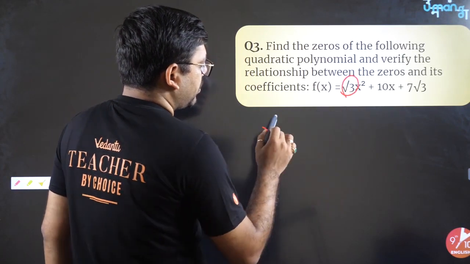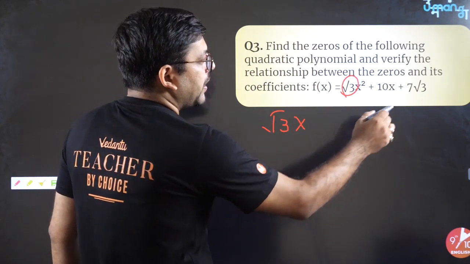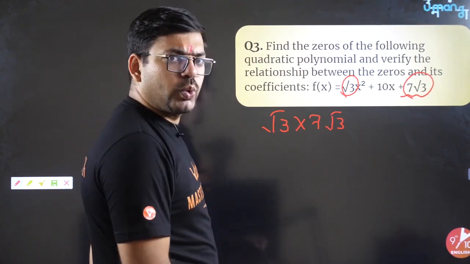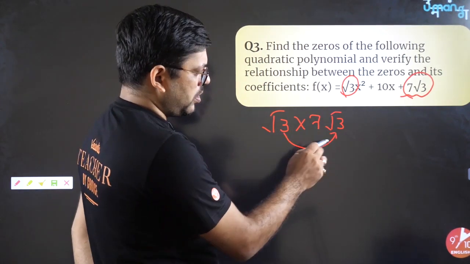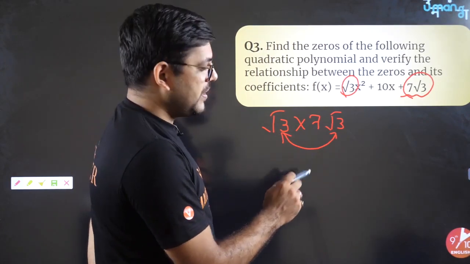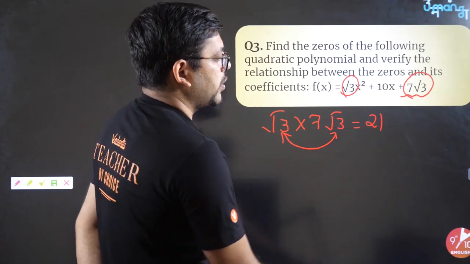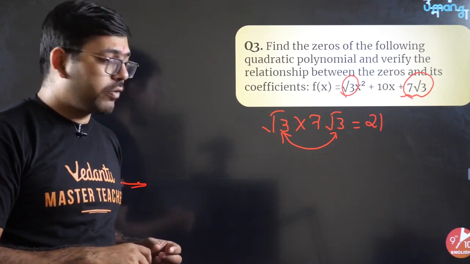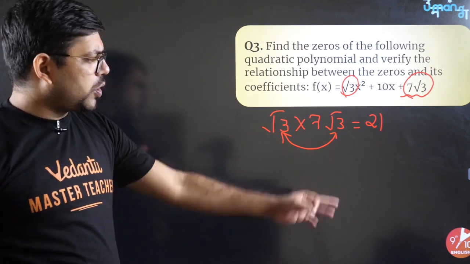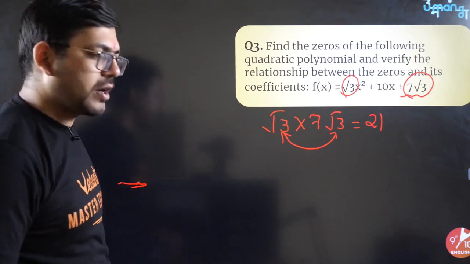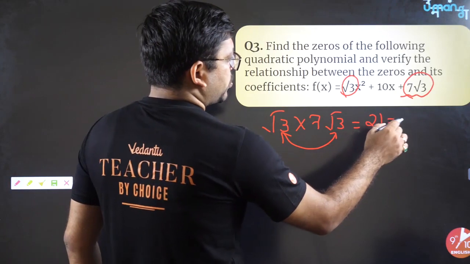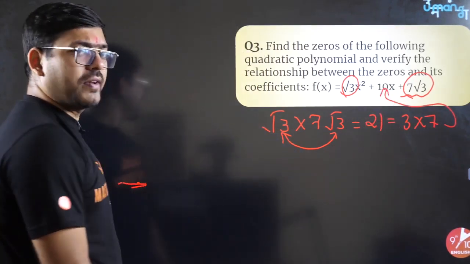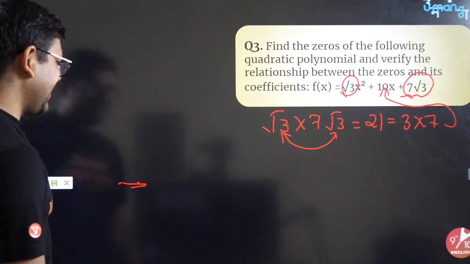You have got root 3 and then you need to multiply it with the constant, that is 7 root 3. Root 3 into root 3 is 3, and 7 3s are 21. So you will get 21. Now you have to break 21 such that you should get 10. So it is already broken: 7 3s are 21, which we did right now. If you break 21 into 3 into 7, that is going to give you 10. Isn't it? 3 plus 7 is 10. So let's do that.